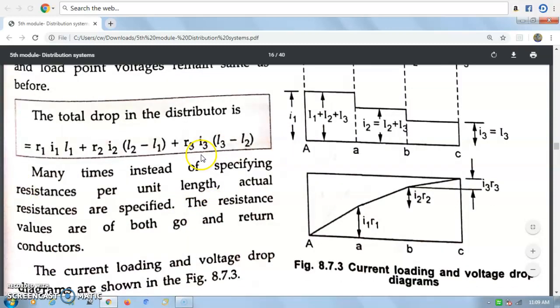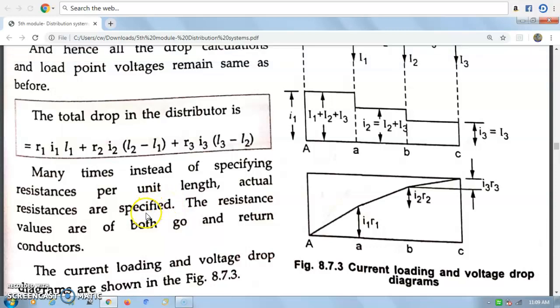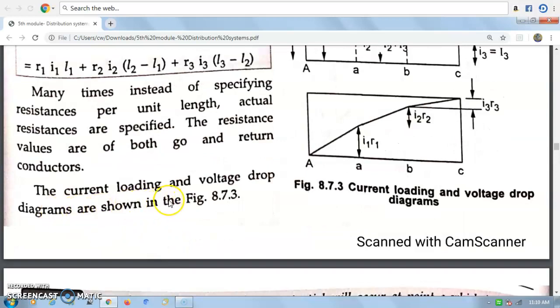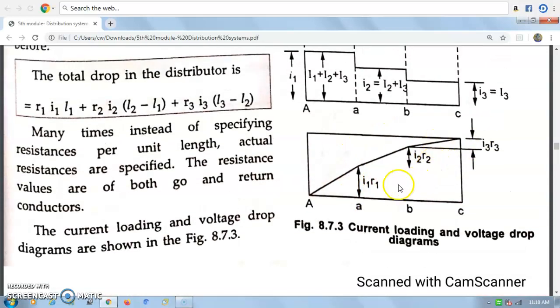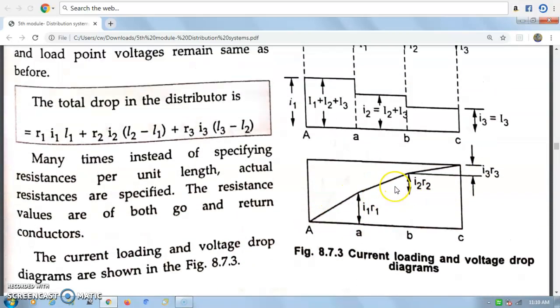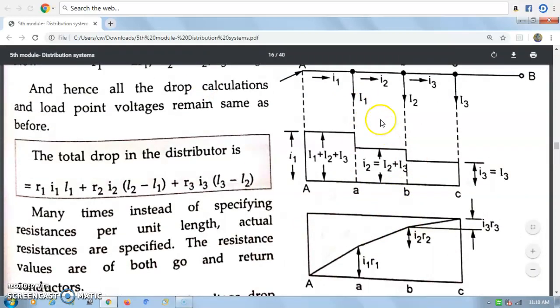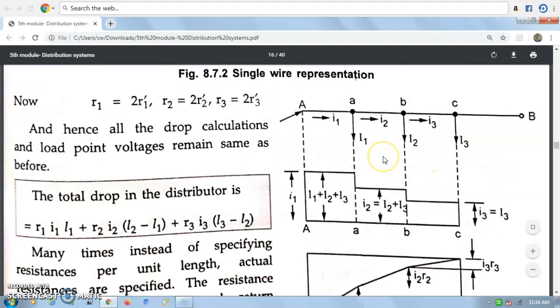Many times, instead of specifying the resistance per unit length, actual resistance is specified. Remember, in the question, actual resistances are specified. They do not mention resistance per length, they mention actual resistance. So that resistance value for both go and return conductors, you have to consider. Remember the current loading and voltage drop diagrams here: I1, R1, I2, R2, I3, R3, and the drop is increasing from A to B. They have shown the voltage drop, and each section current in the diagram.